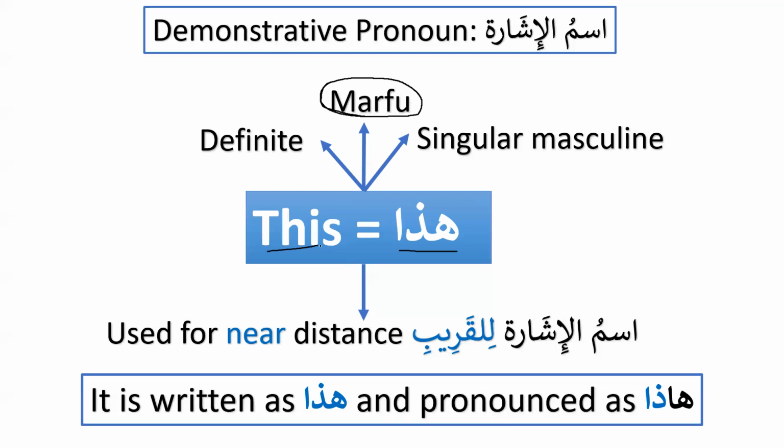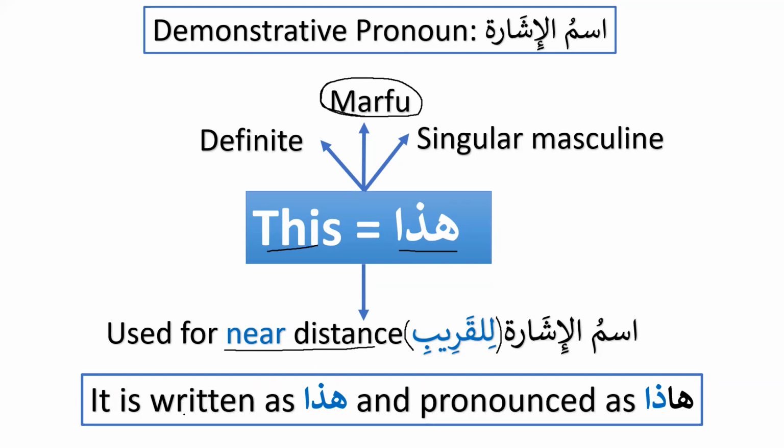So hada means this. Number one, it is a definite noun. It is masculine, it is singular, and it is marfu. Okay, what does it mean? Why do we use it? It is used for near distance. Ismul ishara lil qarib. So something that is near, we use this, like in English we say "this" for something that is qarib.